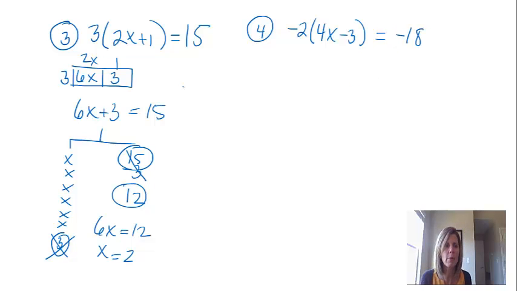All right, on this one, I'm going to go ahead and do the parentheses. So not parentheses, the arrows. So negative 2 times 4x would be negative 8x. And then negative 2 times negative 3 would be a positive 6.